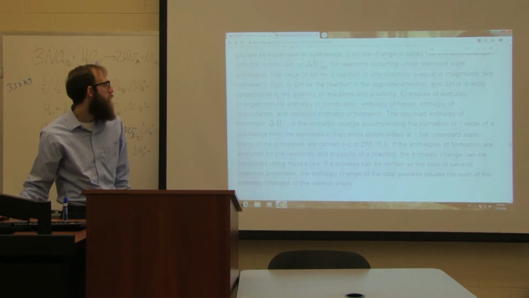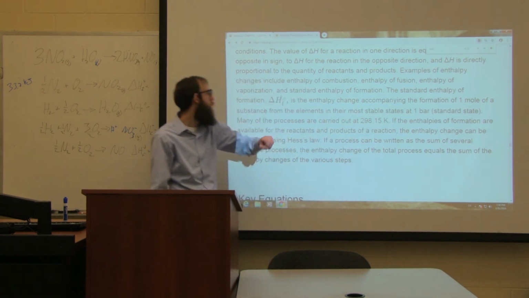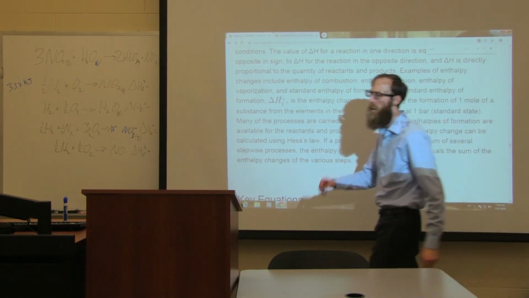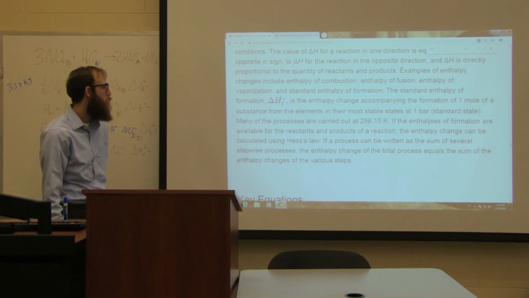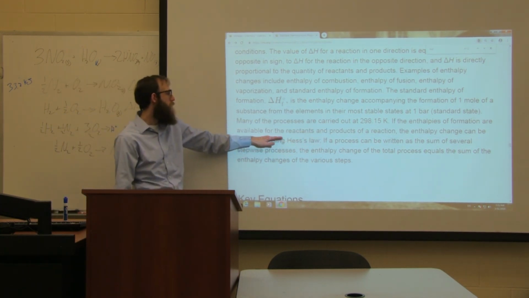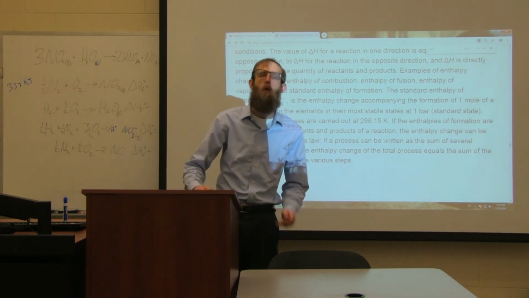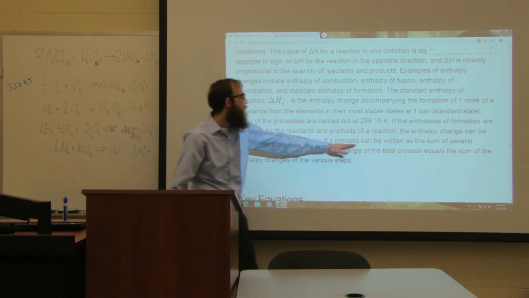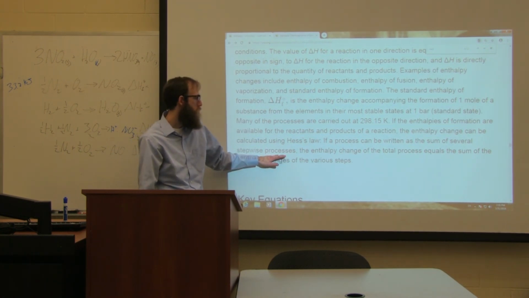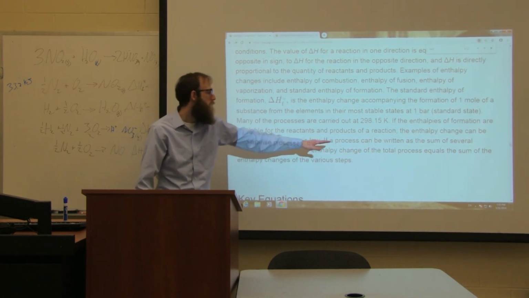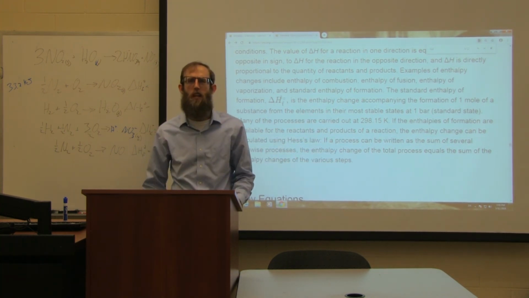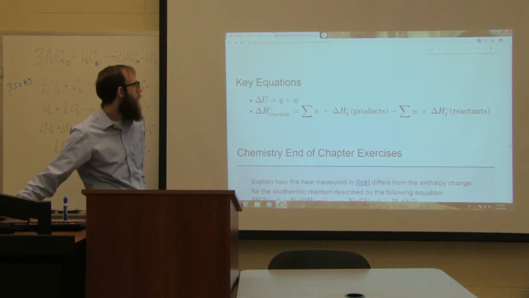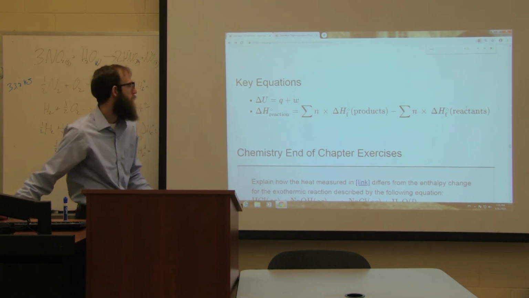The standard enthalpy of formation is the enthalpy accompanying the formation of 1 mole of a substance from the elements in their most stable states at standard pressure, 1 bar. Many of these are carried out at a given temperature, which is 25 Celsius, 298.15 Kelvin. If the enthalpies of formation of the reactants and products of a reaction are available, we can use those and the concept introduced by Hess's law in order to write that process as the sum of several stepwise processes, allowing the total process's enthalpy of reaction to be determined from the sum of those stepwise processes. Only a few key equations, but a lot of depth available within these equations.